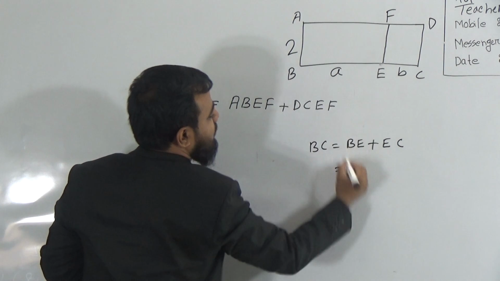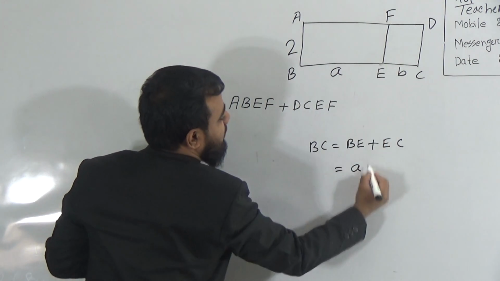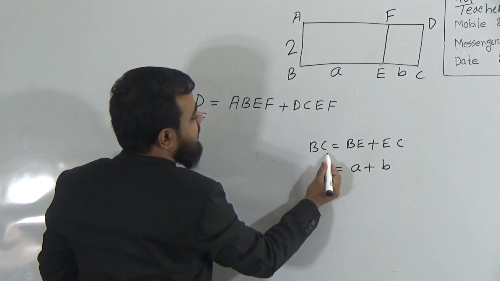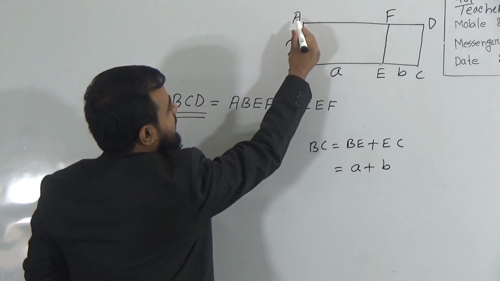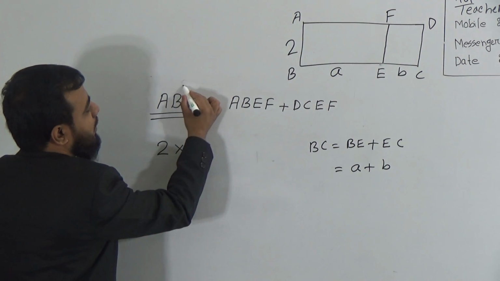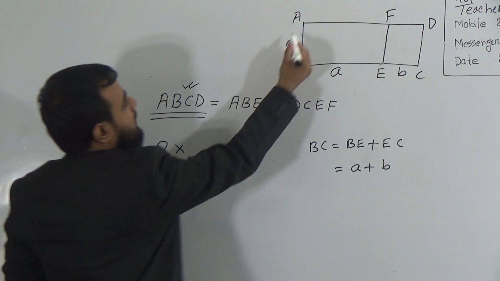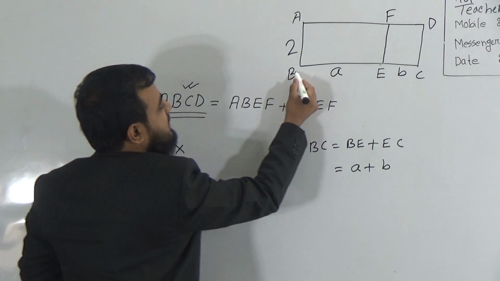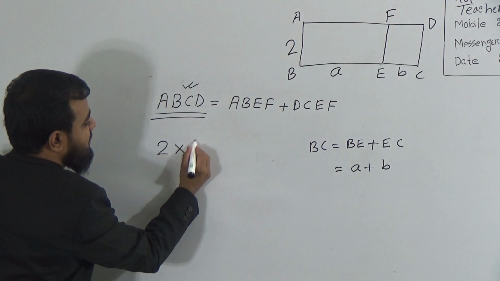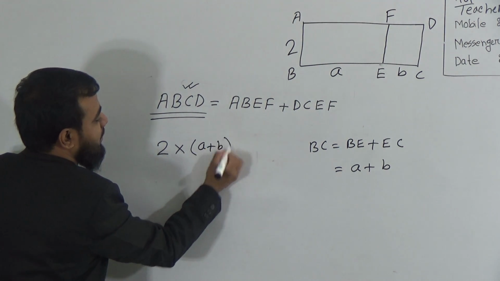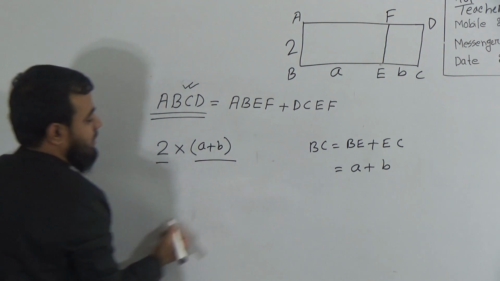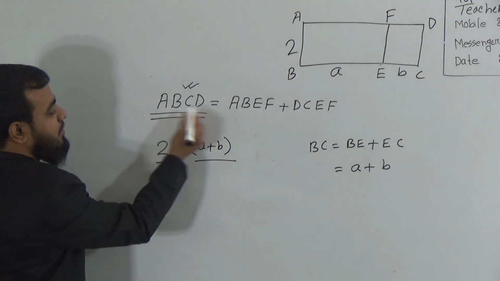So BE equal to A, and EC equal to B. That means BC equal to A plus B. And when we need to find out the area of ABCD, the length is this AB and the width is BC. So BC's value is A plus B. That means length multiplied with width. This is the area of ABCD.